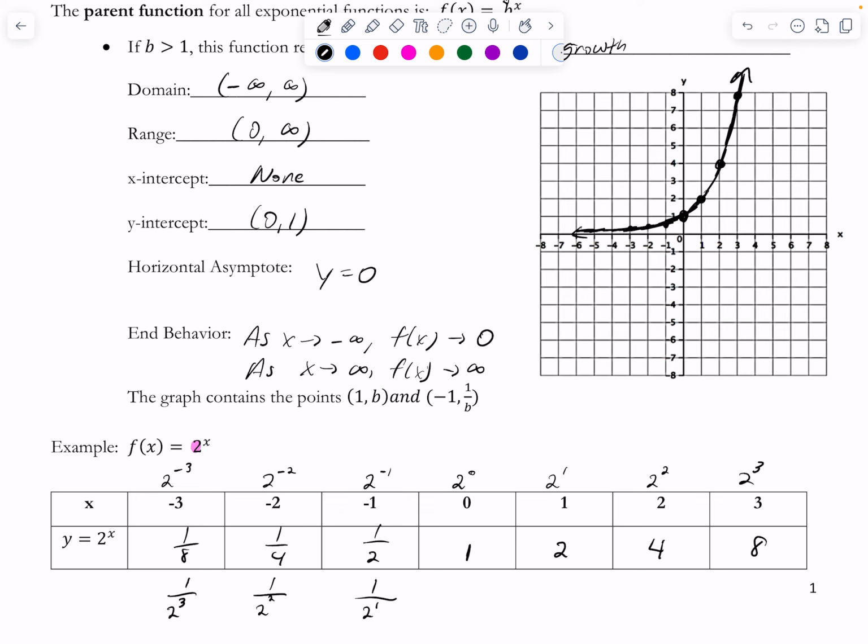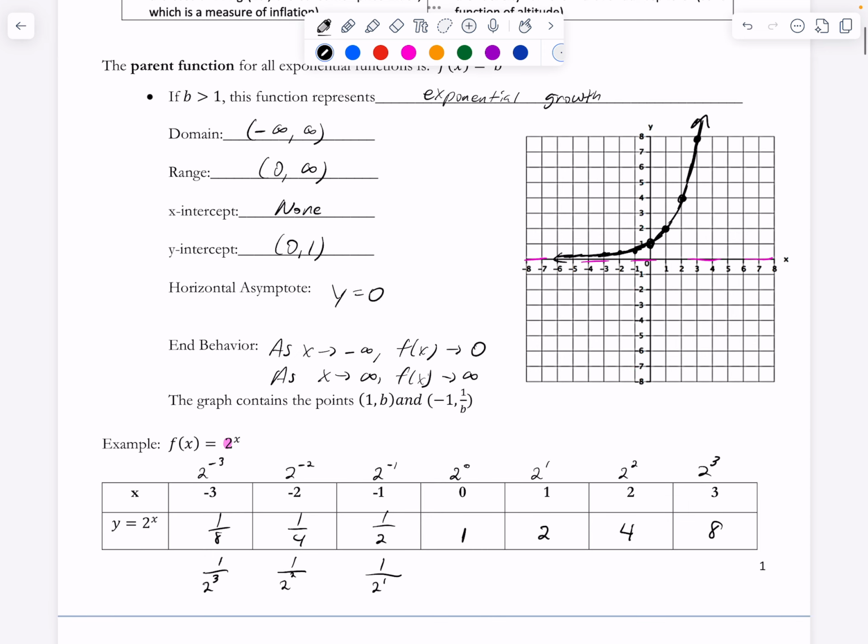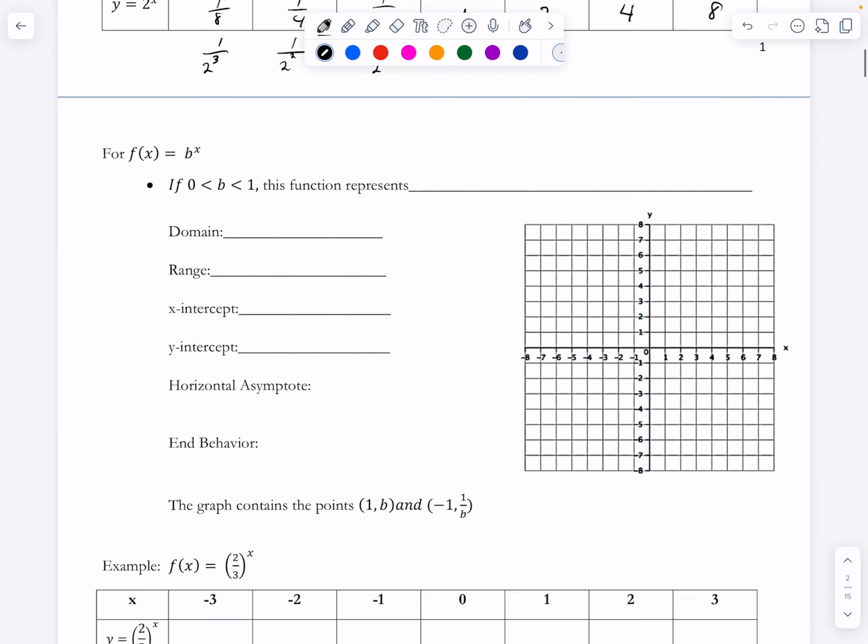Now, usually I do end up graphing it in that way where I move to the left. But if you take a look as we read it from left to right, moving left to right, the y values are getting increasingly larger. They're growing exponentially. So that is a version of the parent function for exponential growth. Okay, let's do one with decay.